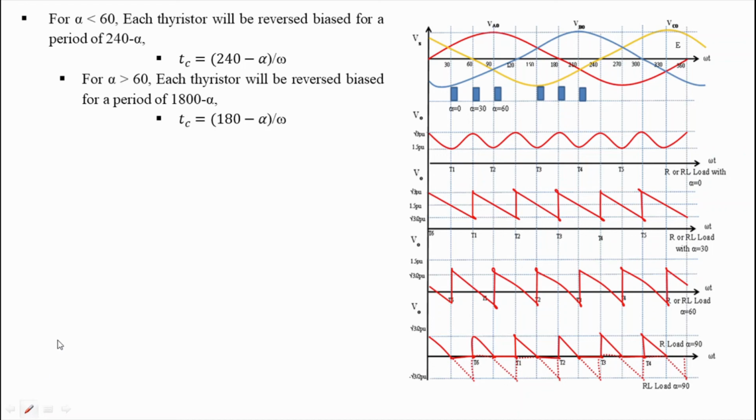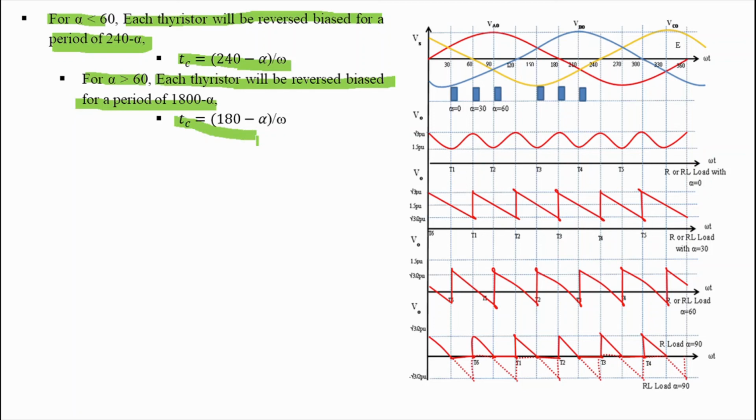Now if you analyze this circuit, then you can see that for alpha less than 60, each thyristor will be reverse biased for a period of 240 minus alpha. So we can simply write the circuit turn-off time is equal to 240 minus alpha by omega, and for alpha greater than 60 degree, each thyristor will be reverse biased for a period of 180 minus alpha. So we can directly write the circuit turn-off time as 180 minus alpha by omega.